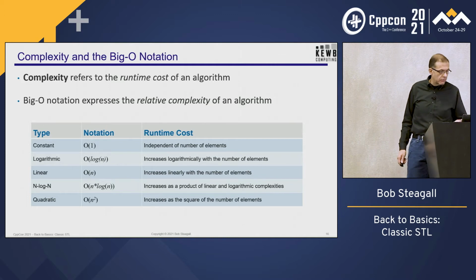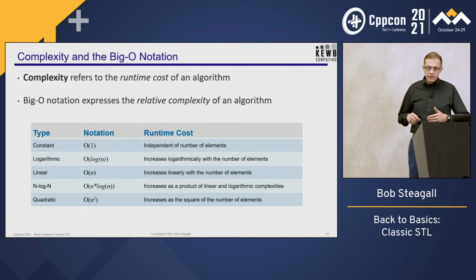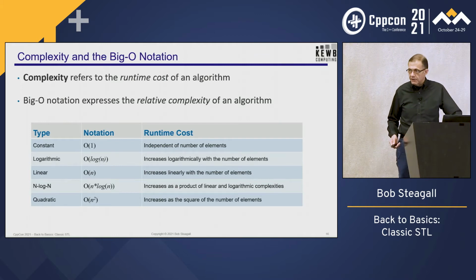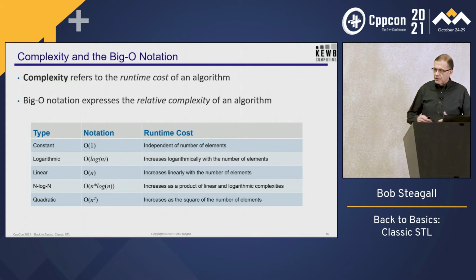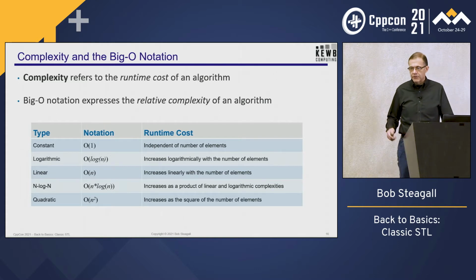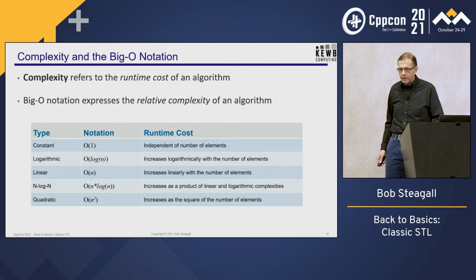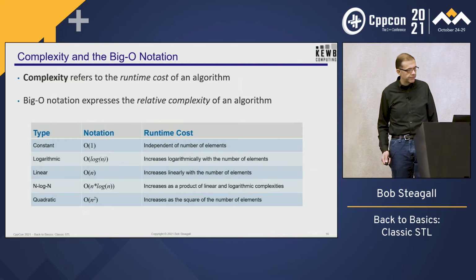Something that runs in constant time is independent of the number of elements, like adding an element onto the end of a doubly linked list. Logarithmic time might be like searching for an element in a balanced binary tree. It takes log n, the number of elements, to find the thing you're looking for. Linear means that it's proportional to the number of elements. Searching linearly through a vector is a linear operation, and so on and so forth.